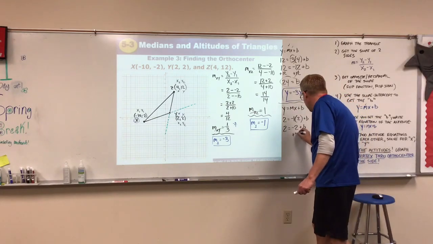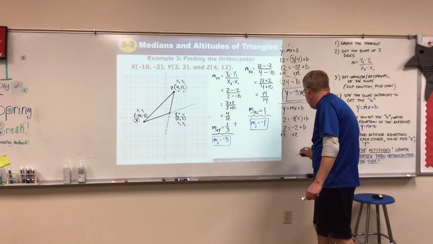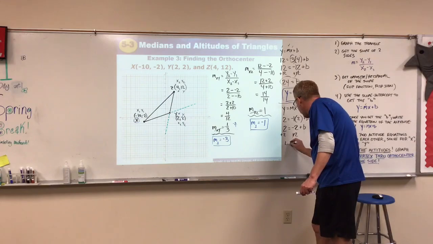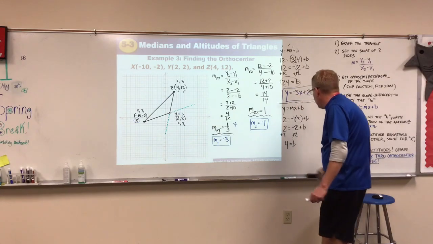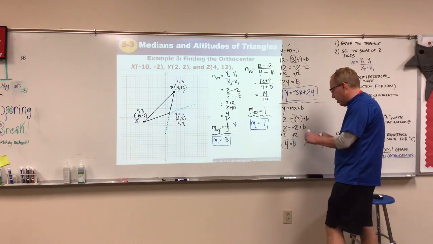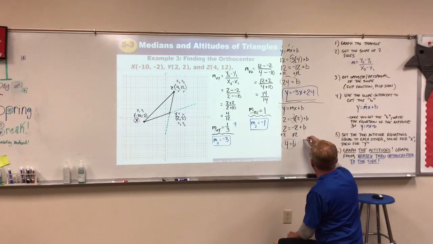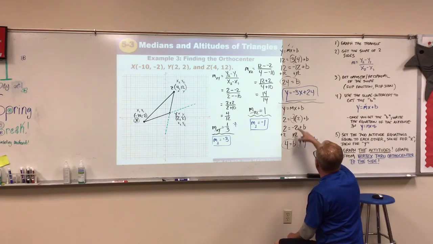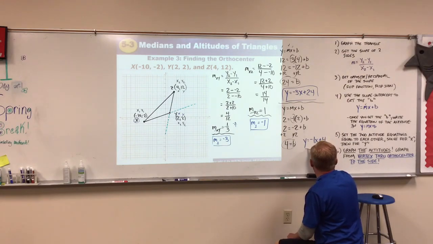I'm going to add 2 to both sides. 2 plus 2 is 4. 4 equals b. So there we go. I've got my b, and I've got my slope. So the equation of that one is going to be y equals negative 1x plus 4, or negative x plus 4.